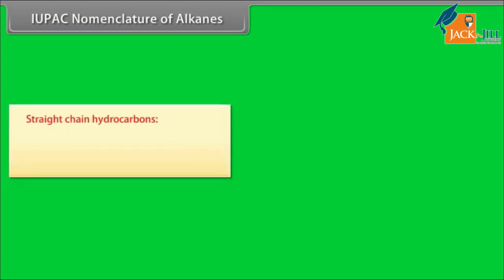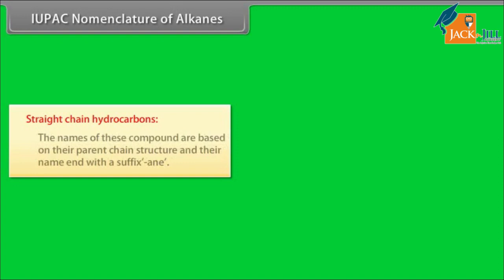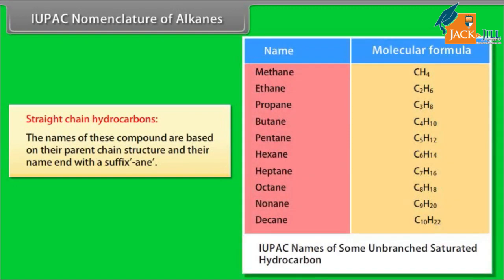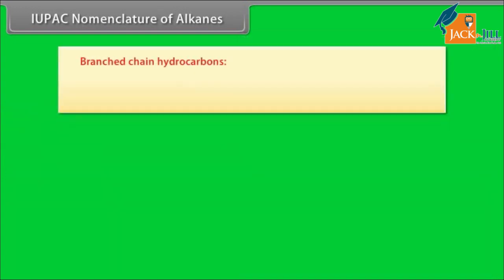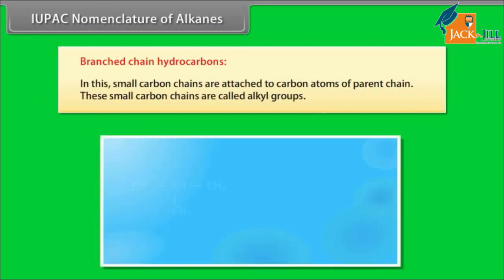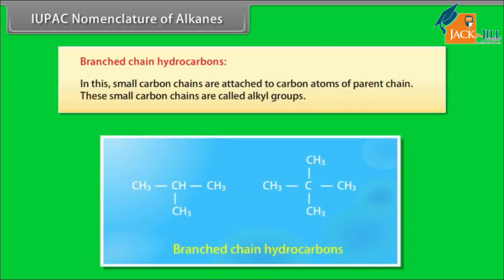IUPAC nomenclature of alkanes. Straight-chain hydrocarbons. The names of these compounds are based on their parent chain structure, and their name ends with the suffix -ane. Branched-chain hydrocarbons. In this, small carbon chains are attached to carbon atoms of parent chain. These small carbon chains are called alkyl groups.